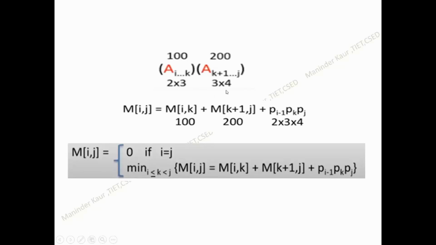What is the cost of multiplying these two partial matrices? That is 2 into 3 into 4. Now basically if you write it from the algorithm point of view, this will be p(i-1), because p(i-1) will be the dimension of this, and the last column value for this partial matrix will be represented by pj, and the intermediate dimension will be signified as pk. Now this is the general formula which will be used for solving the same problem using dynamic programming.